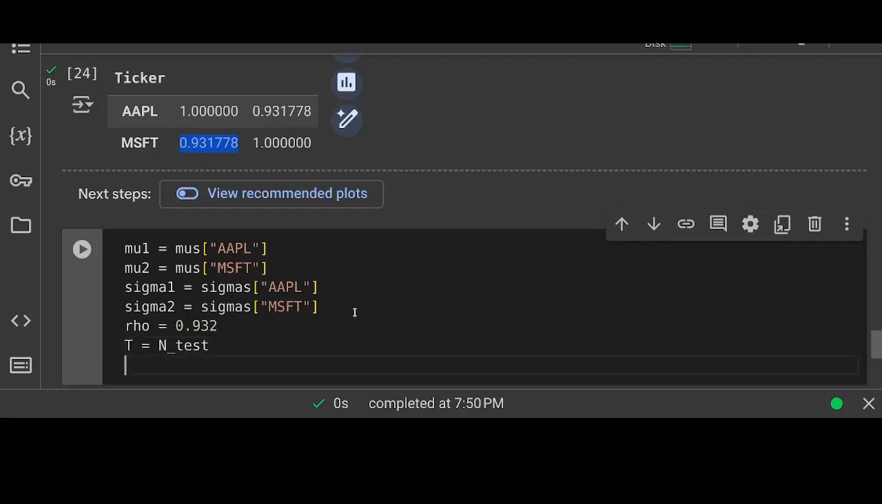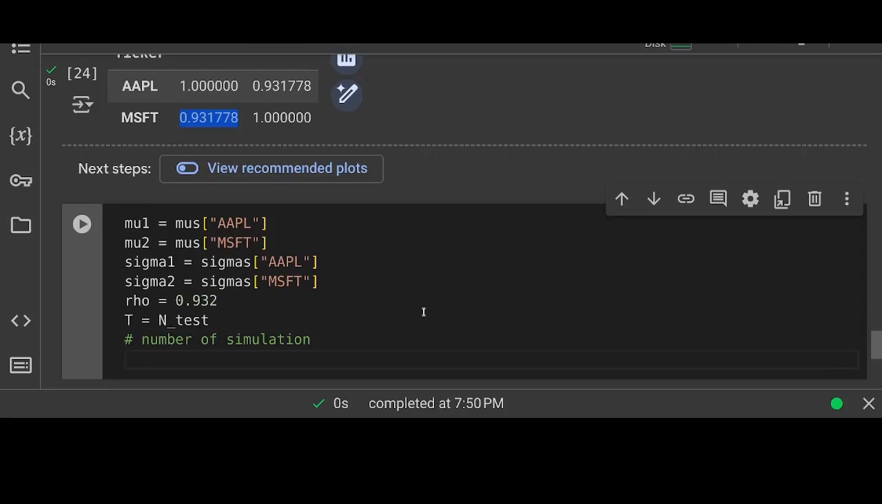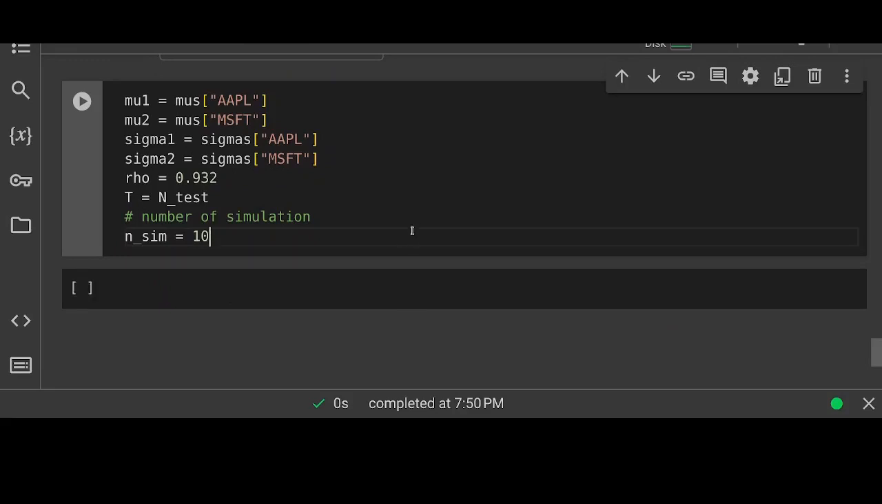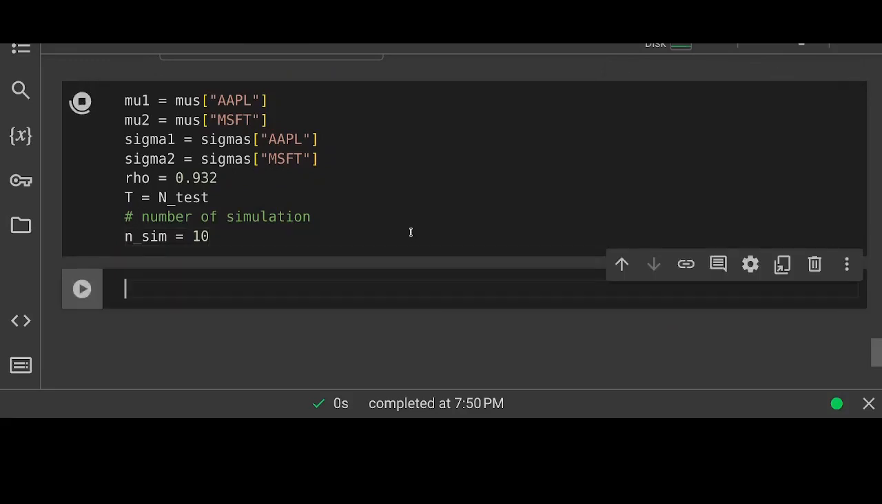Then the number of simulations, we can set any number. Let's take n_sim is equal to 10. So now we can call the function that we already saw before, which is the two-stocks function.